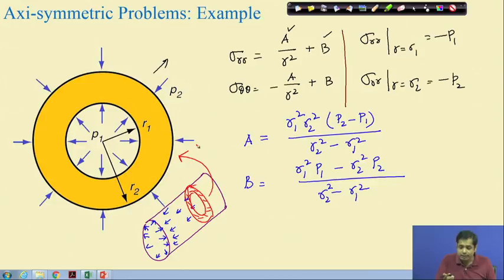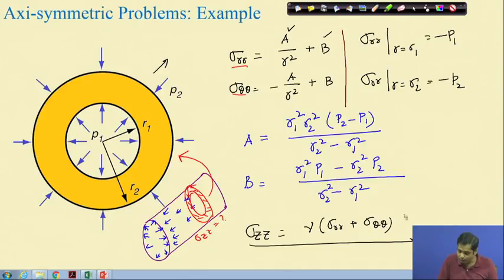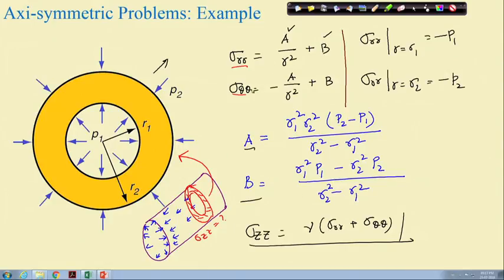Now, plane strain problem means we can have stress in the z direction. There will be some sigma zz along the z direction, and that sigma zz can be obtained from sigma RR and sigma theta theta. If you recall, in that case sigma zz will be nu into sigma RR plus sigma theta theta. That is how for a plane strain problem the other component of stress can be obtained. Next, we substitute A and B into this equation, get the expressions for sigma RR and sigma theta theta, and then substitute them here to get an expression for sigma zz.